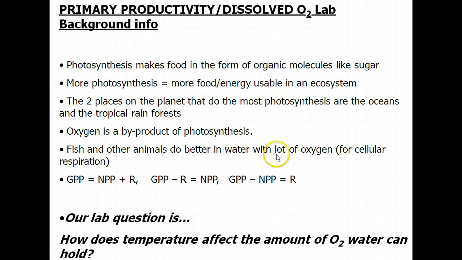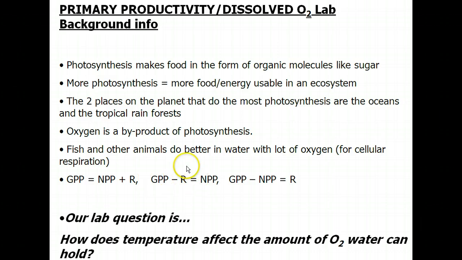Fish and other animals do better in water with lots of oxygen for cell respiration. Now, it's not the oxygen that primary productivity is all about. It's mainly the amount of organic material or sugars being made by the plants that we're referring to. So, gross primary productivity is the total amount of organic compounds being made by the producers.